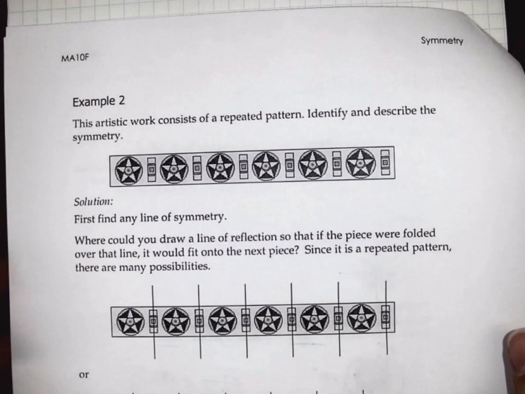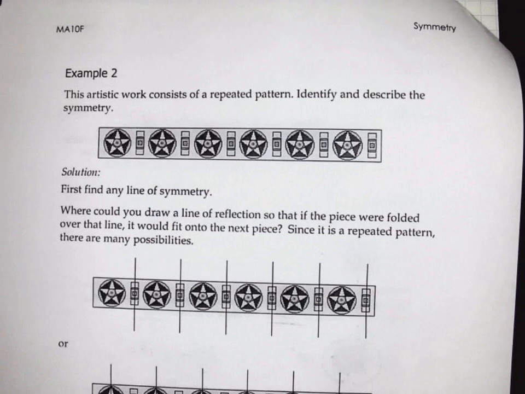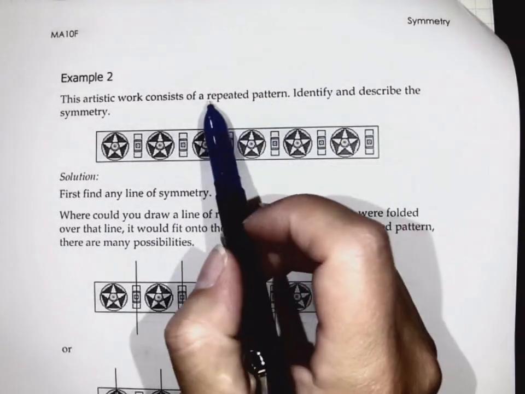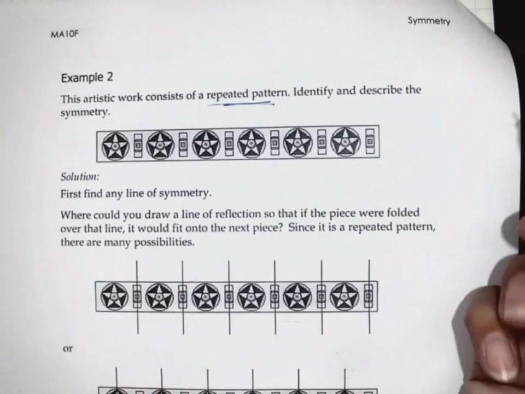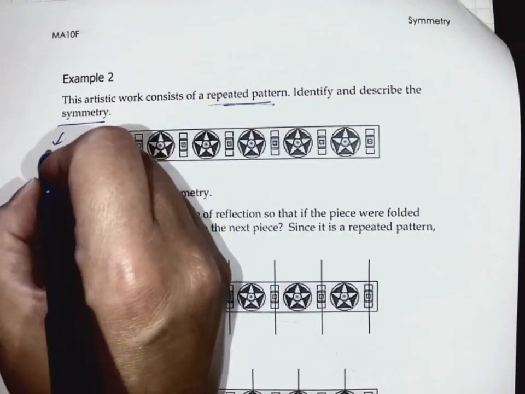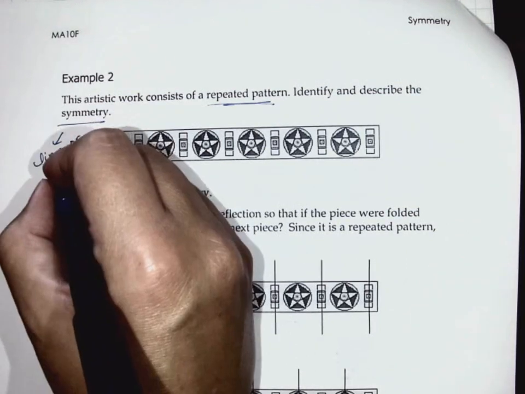So tessellations is when we repeat the pattern, when we keep it going, when we use the same image over and over again to make a bigger image. So this is a repeated pattern. Identify and describe the symmetry. Now, when I say symmetry, it could be line or rotational, or maybe both.